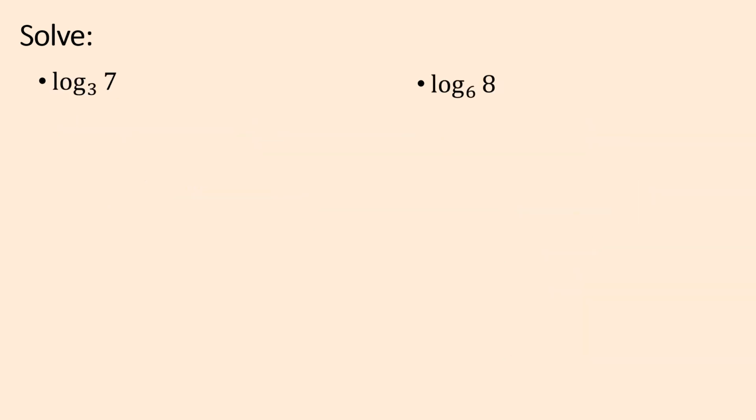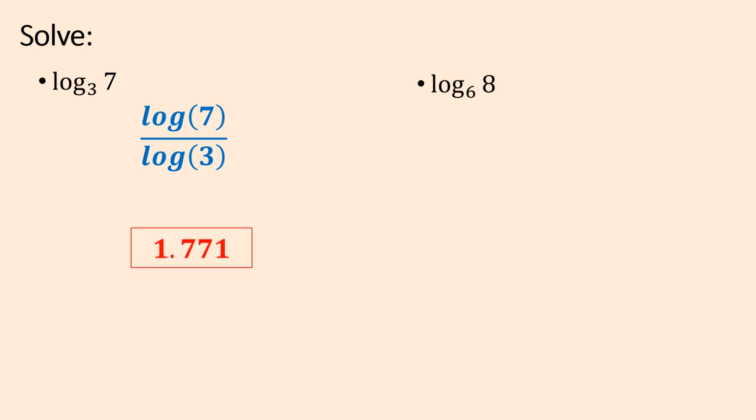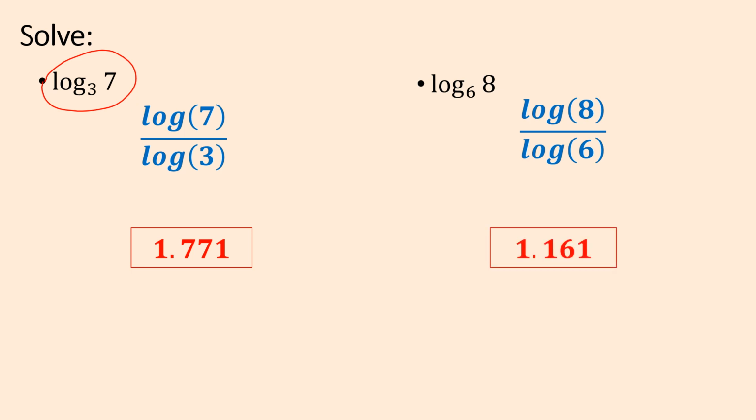We can also use base 10 logs to help us find other log bases. For example, log base 3 of 7. Rewrite it, log of 7 over log of 3, plug it into our calculator, we get 1.771. That's the same thing you would get if your calculator has an option to put in a base that's something different than a base 10 log. Log base 6 of 8, log of 8 on the top, log of 6 on the bottom, 1.161.